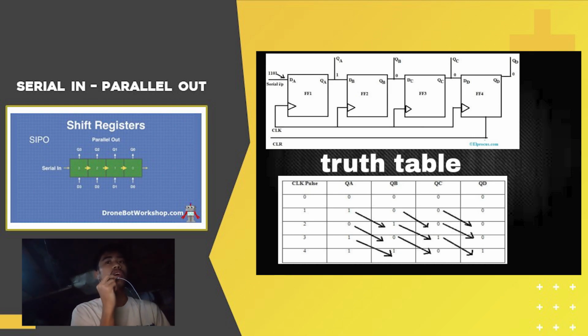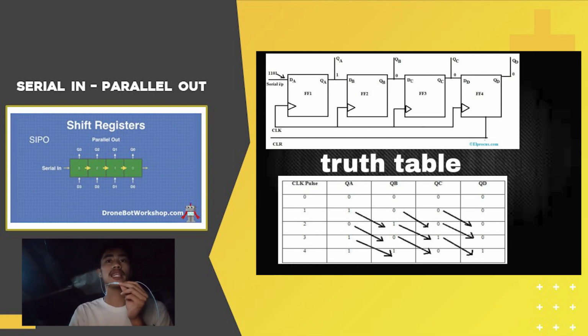So initially, all the outputs will become 0. So without CLK or clock pulse, all the data will become 0. So let's take a 4-bit data input example like 1101. If we apply the first clock pulse 1 to the first flip-flop, the data to be entered in the flip-flop, QA becomes 1, and remaining all the outputs like QB, QC, and QD will become 0. So ang ating first data output po natin is 1000.